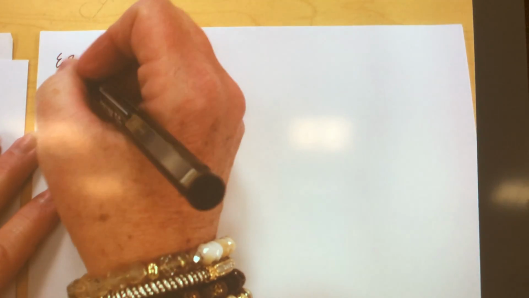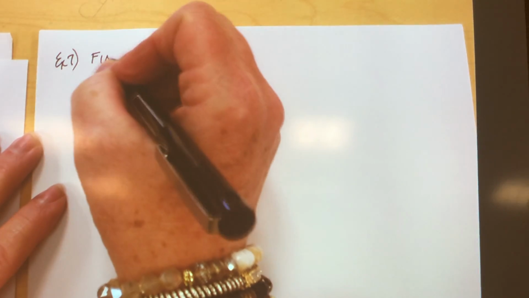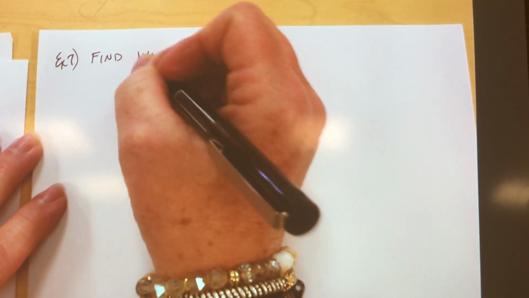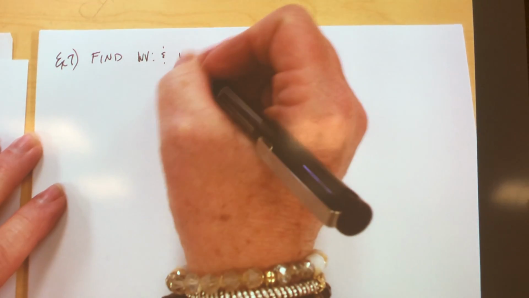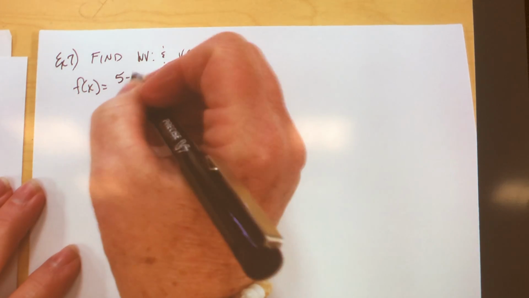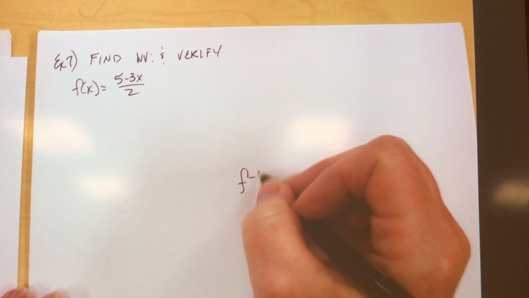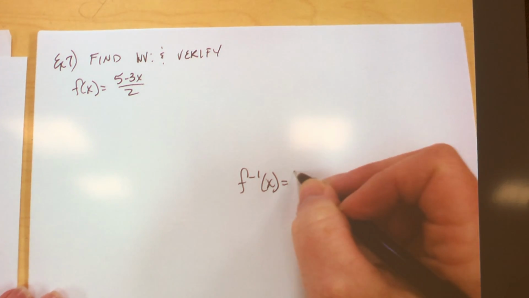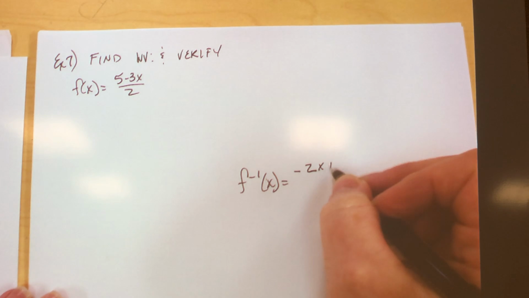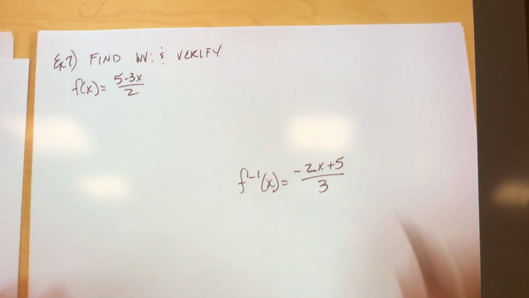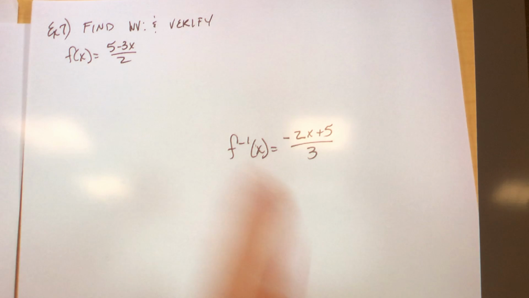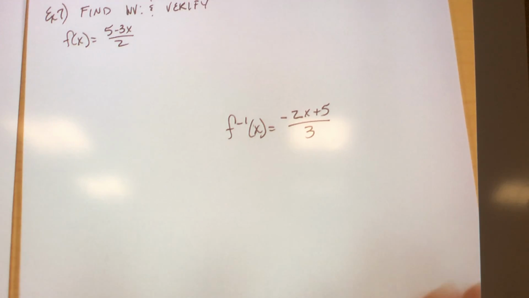All right, example 7: find the inverse and verify. This is from yesterday. F of x is equal to (5 minus 3x) over 2. You found the inverse function, and we did this yesterday, so it's on the video. If somebody were watching and wanted to know what happened, they could go back and find it. Everybody agree with that? Okay, so now we have to verify.